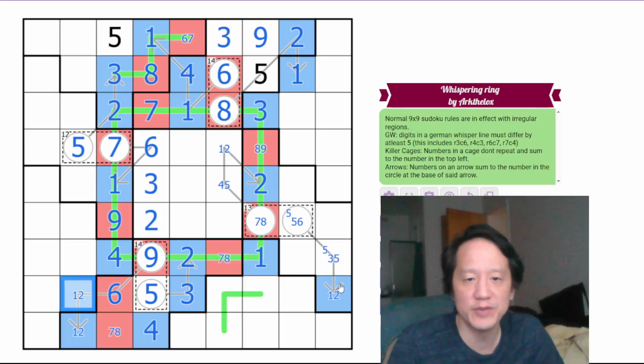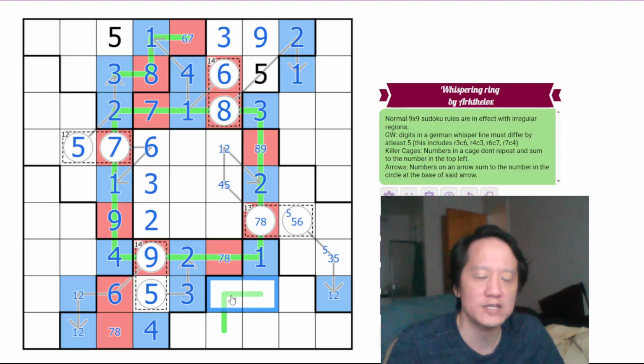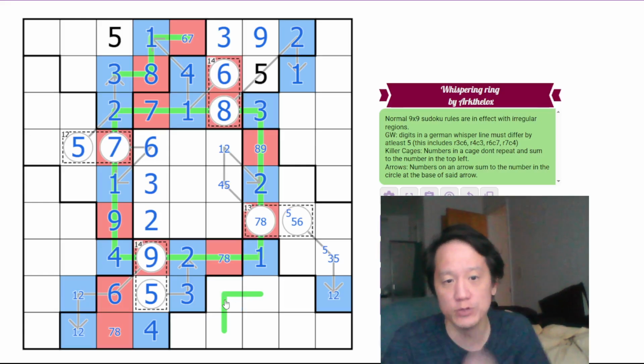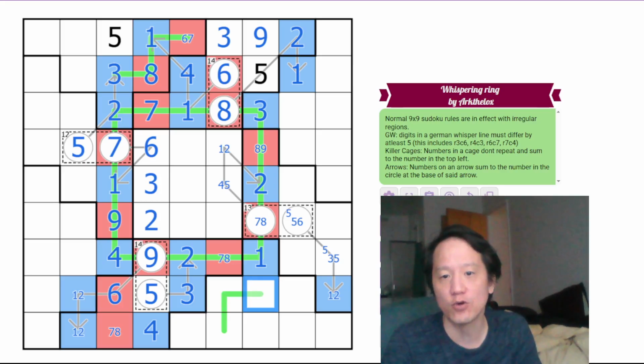Well, we've already eliminated 1, 2, and 3. What is the low digit here? It has to be 4. And 4 cannot be next to 2 unique digits on a German whisper line, which it would be if it were here. Therefore, 4 has to be here.